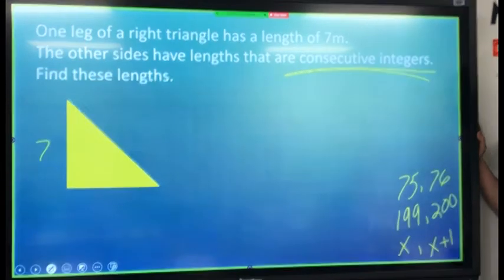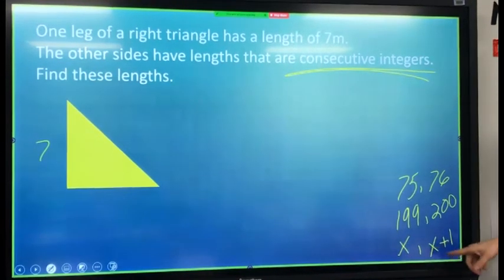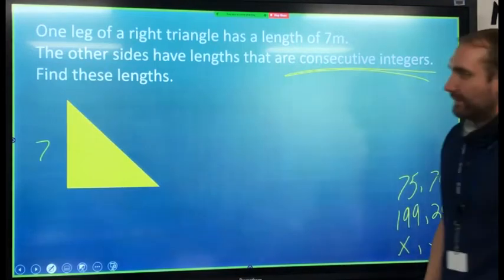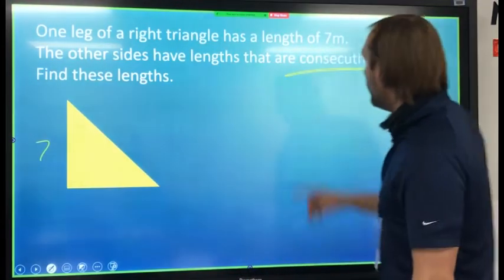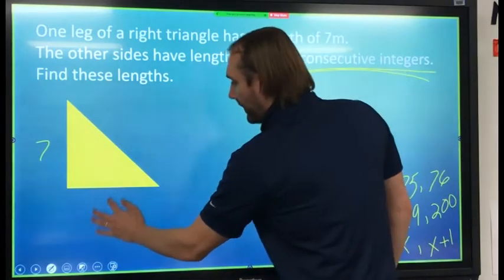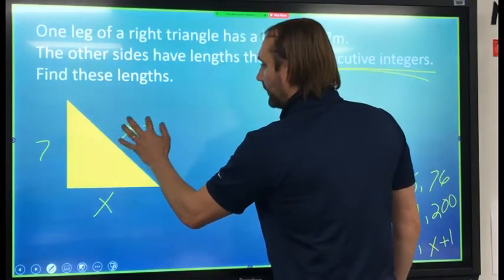So here are two consecutive unknown numbers, right? X and x plus 1. If I ask for the next consecutive number after x plus 1, what is it? X plus 2. So for here, my two unknown consecutive numbers, I'm going to call my sides x and x plus 1.